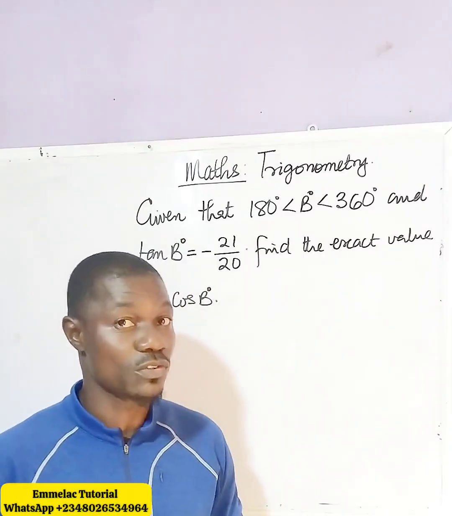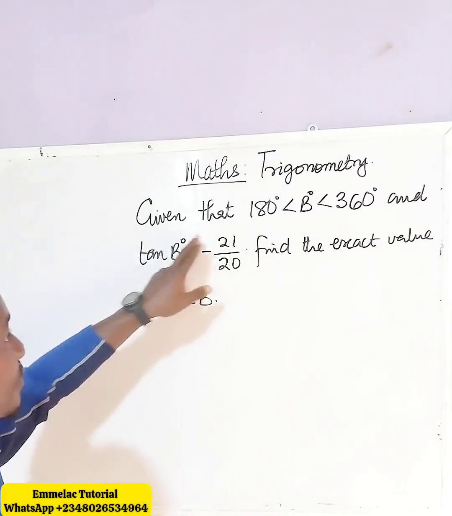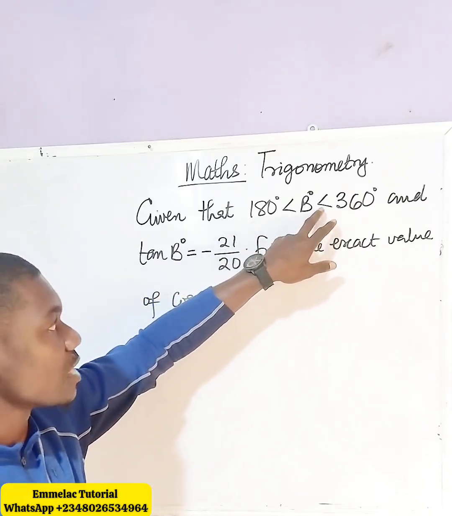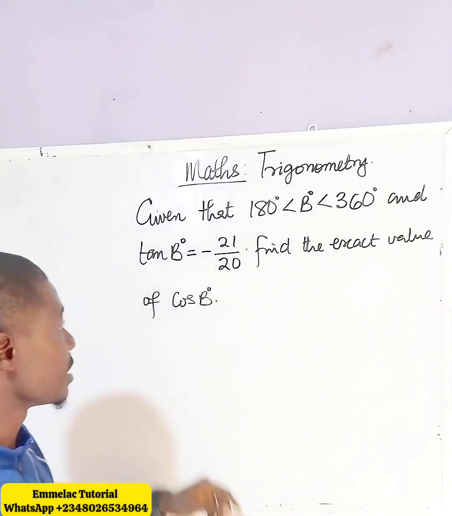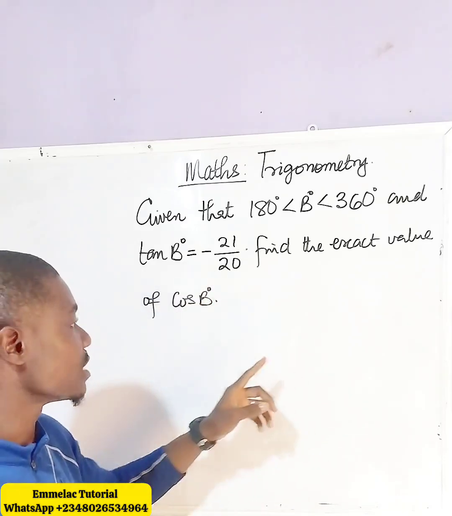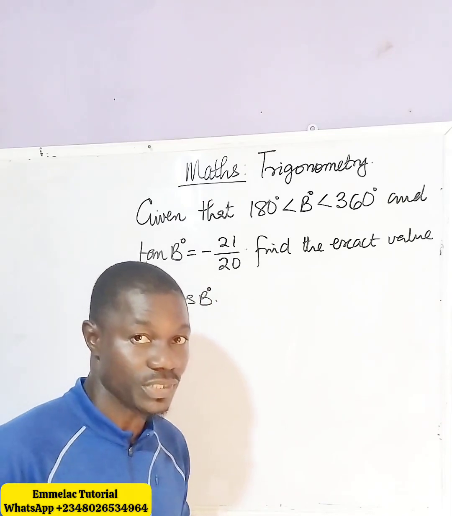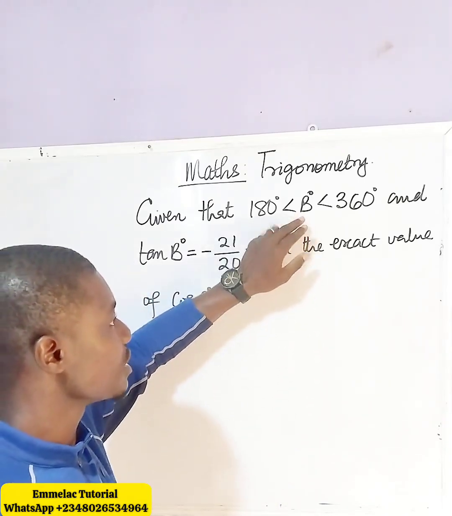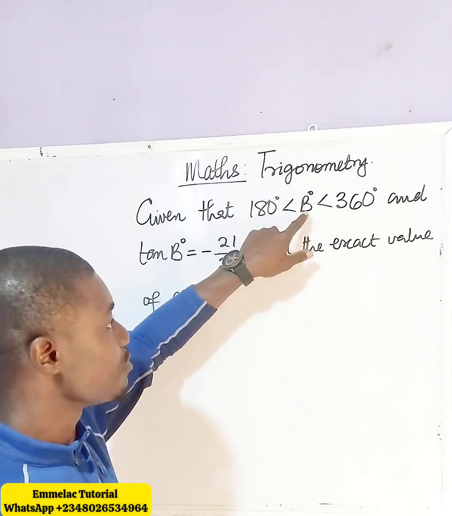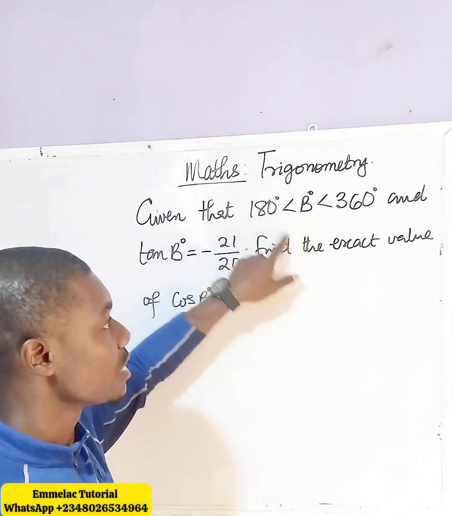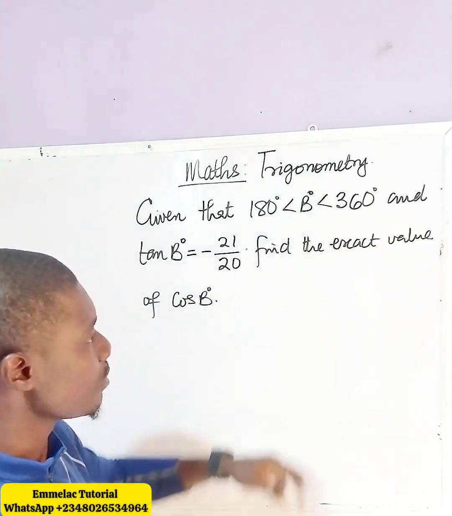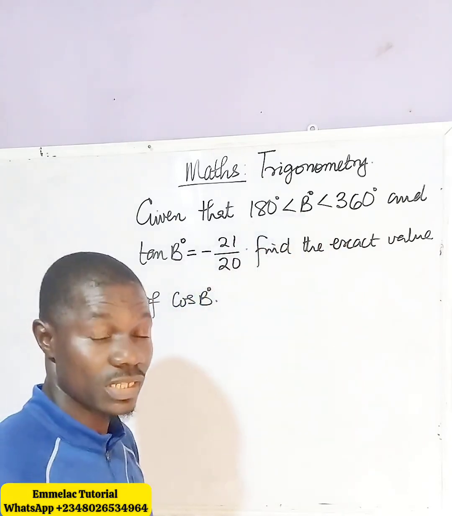Now before us is this trigonometric question, and it says that given that 180 is less than b degrees and b degrees is less than 360 degrees, and tan b equals negative 21/20, find the exact value of cos b. Here we are given the range of b, which means b is greater than 180 but less than 360, which implies that b should fall in the fourth quadrant.